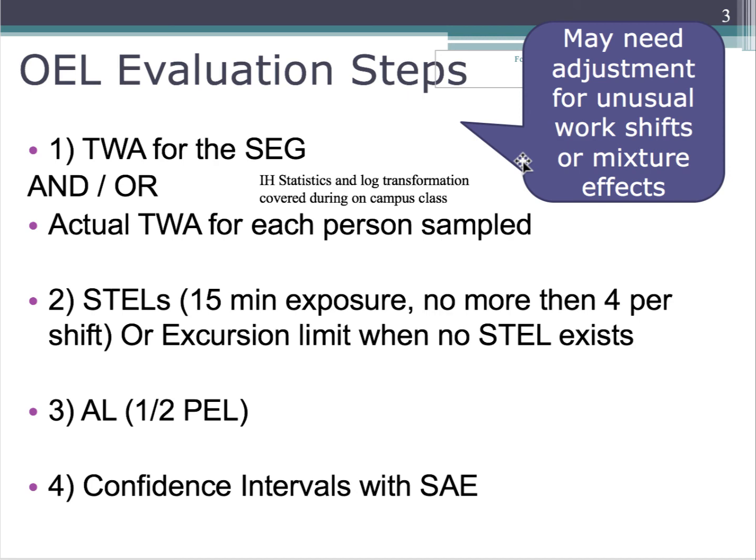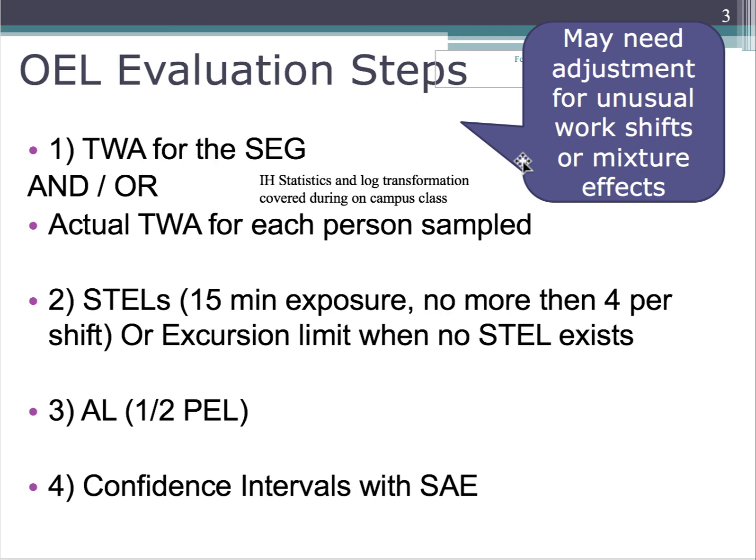We will not cover this here. We're just going to use straight time-weighted averages and mean type calculations. We'll talk about log transformation elsewhere. So first, your time-weighted average. If you've collected enough samples, and you certainly should, evaluate your short-term exposure limits. There should be no more than 4 15-minute short-term exposure limits per shift. And of course, the time-weighted average can never be exceeded.